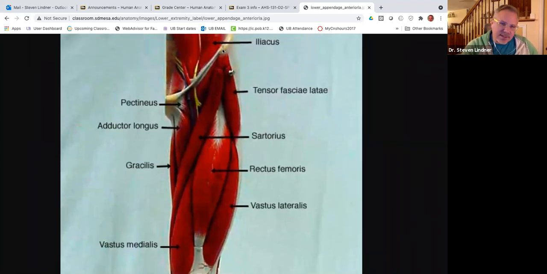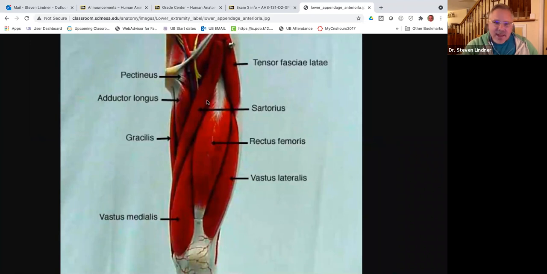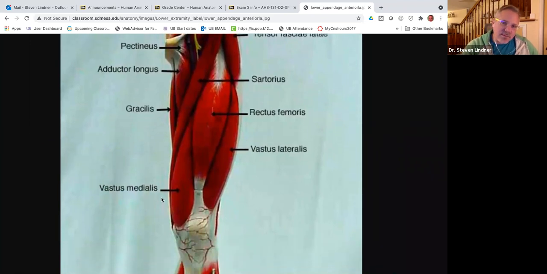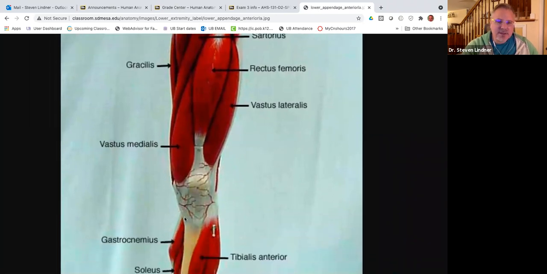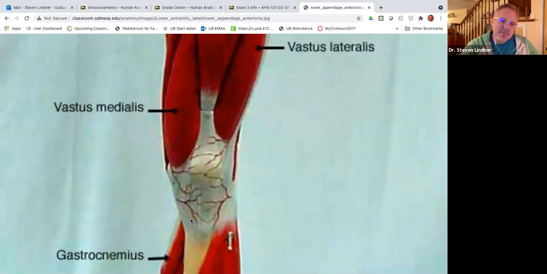You can see that it originates on the ASIS, crosses superficially. It's even more superficial than the rectus femoris, right? And it crosses over to the medial aspect of the knee and inserts right here, which is just medial and posterior, right? It's medial and posterior to the tibial tubercle. Hopefully now you're understanding why these bony landmarks that we did when we covered osteology are so very important, because there's muscles and tendons that originate there or close to it.